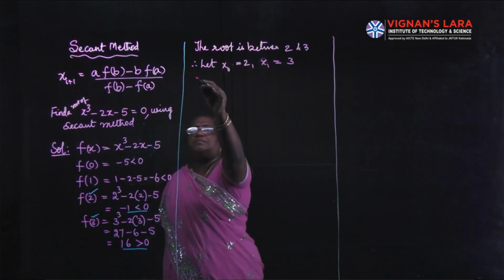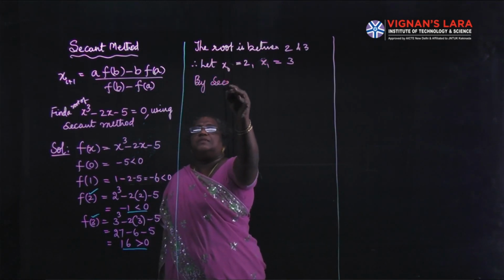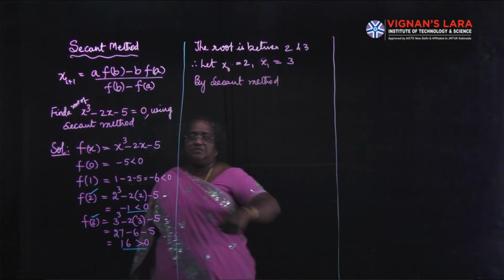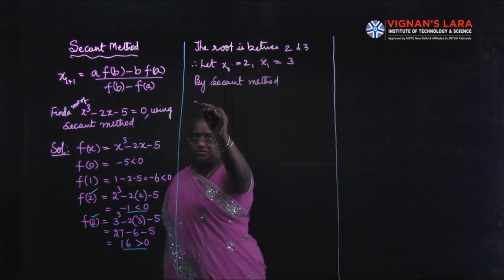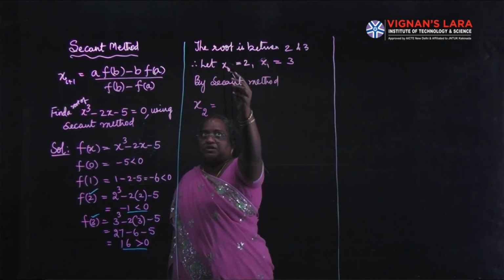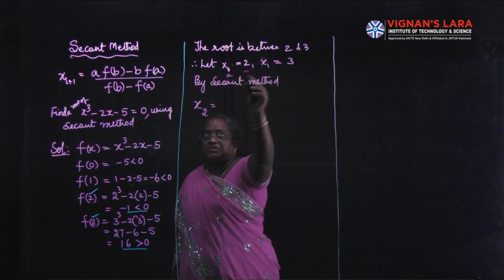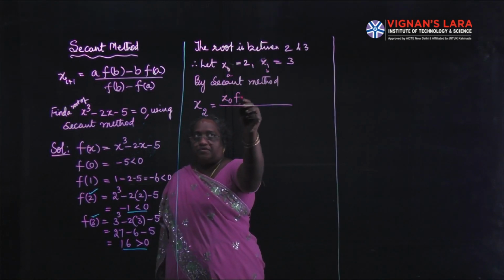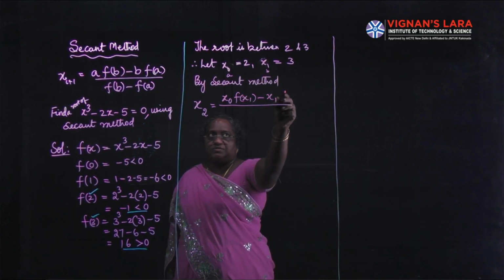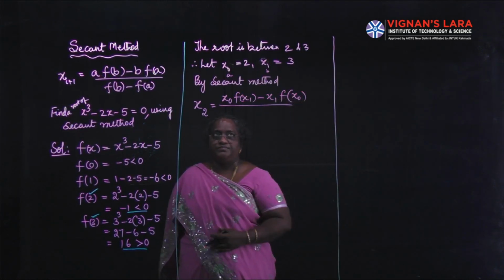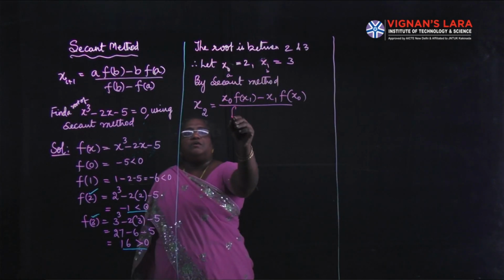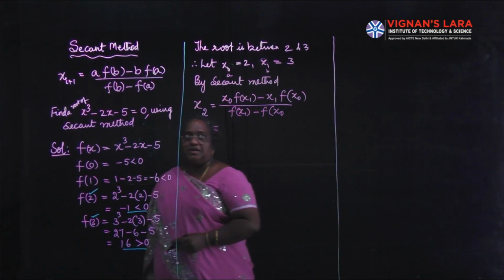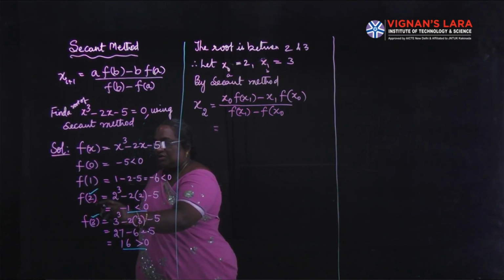So by the secant method, for the first approximation, I put i is equal to 1. Then x2 is equal to the combination of x0 and x1. Instead of a, I use x0, instead of b, x1. So it is x0 into f of x1 minus x1 into f of x0, by f of x1 minus f of x0. So what is our x0 here? x0 is 2. This is our x0.